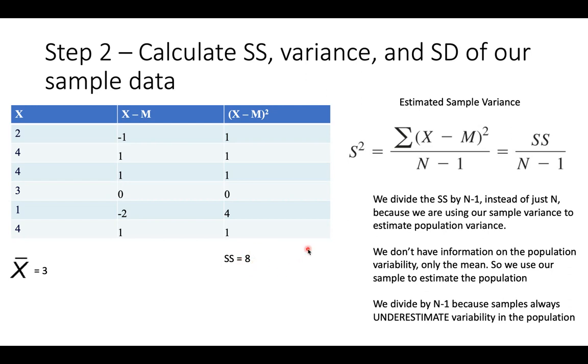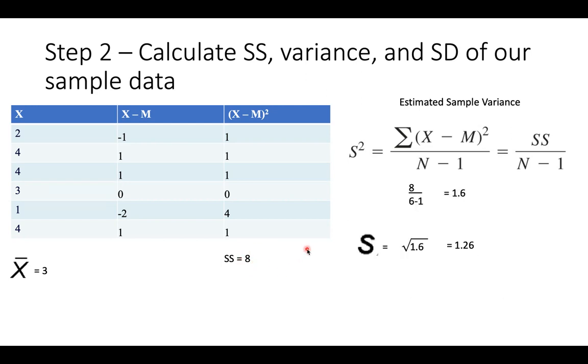We then take that sum of squares and we plop it into our sample variance formula, which is sum of squares divided by n minus 1. So 8 divided by what will become 5, because I had 6 participants. 8 divided by 5 is 1.6. 1.6 is our sample variance, s squared. I need s for my t-test. So I take 1.6 and I take its square root, and it gives me 1.26.